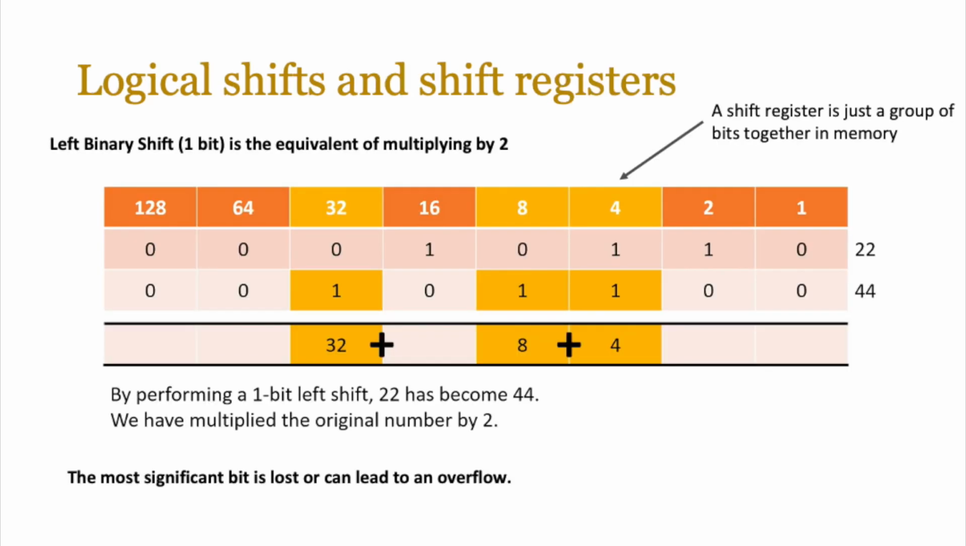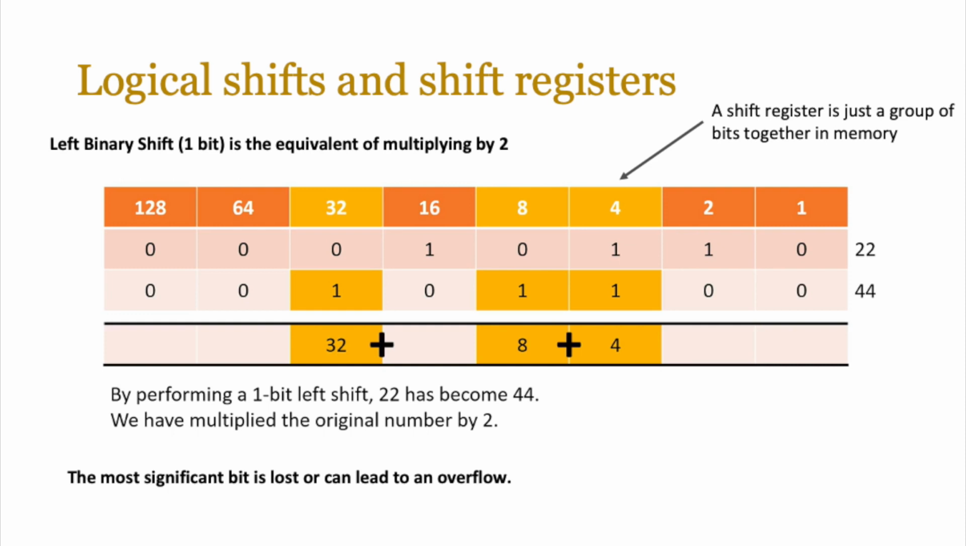Okay, before we move on to subtraction, I'm just going to talk a bit about logical shifts, which is basically multiplication and division, if you wanted to equate that to a mathematical operation. Logical shifts use something called shift registers. And shift registers are just temporary storage areas, which would be 8-bit, 16-bit, and so on, where you can store numbers or bits in. A left binary shift or a 1-bit left binary shift is the equivalent of multiplying by 2.